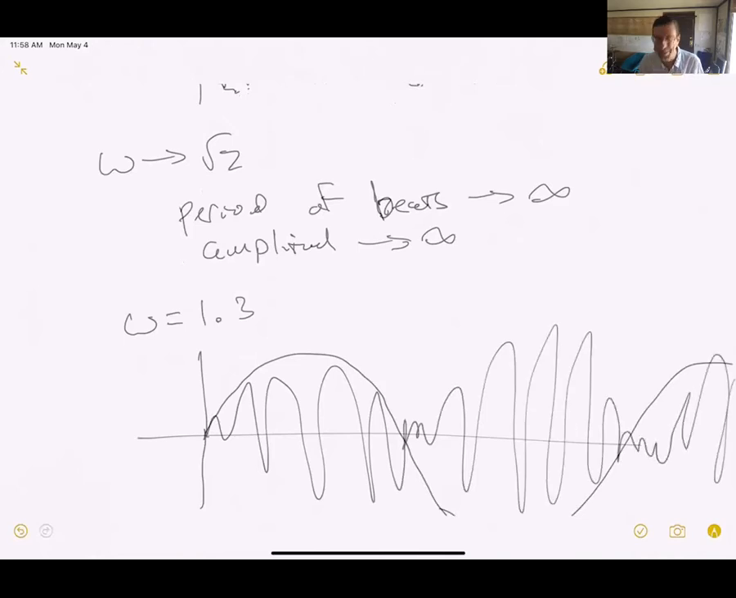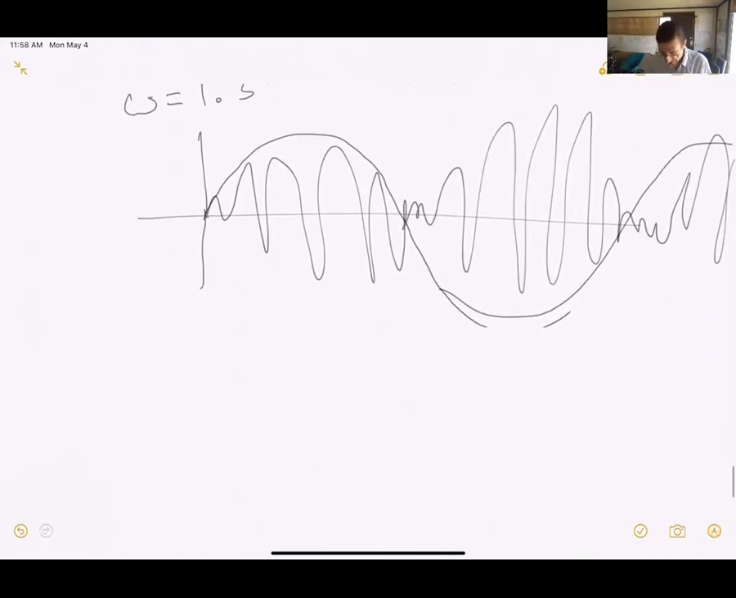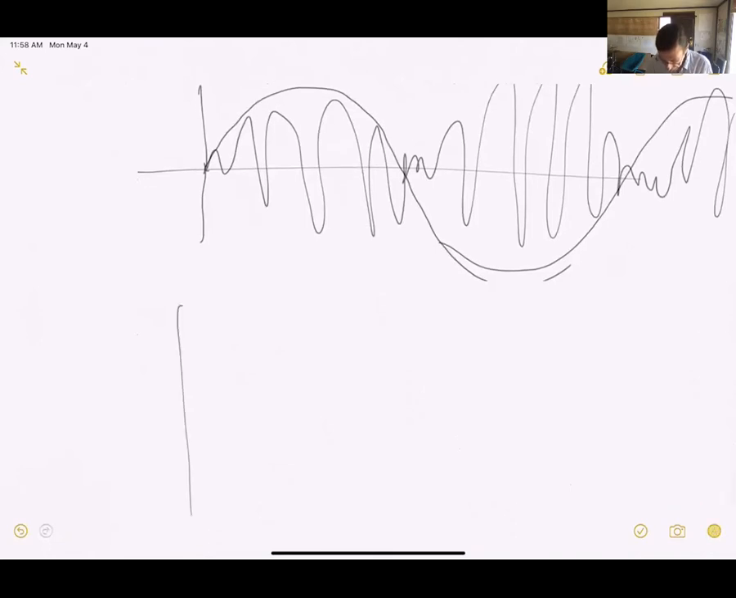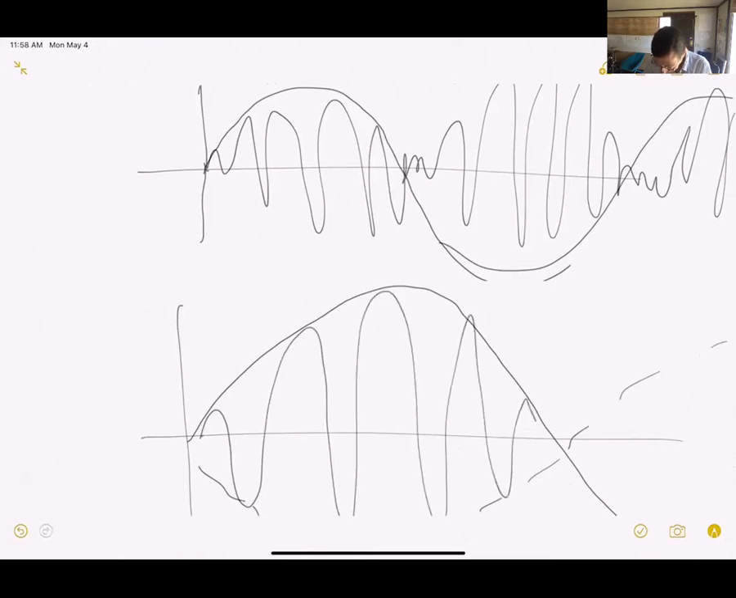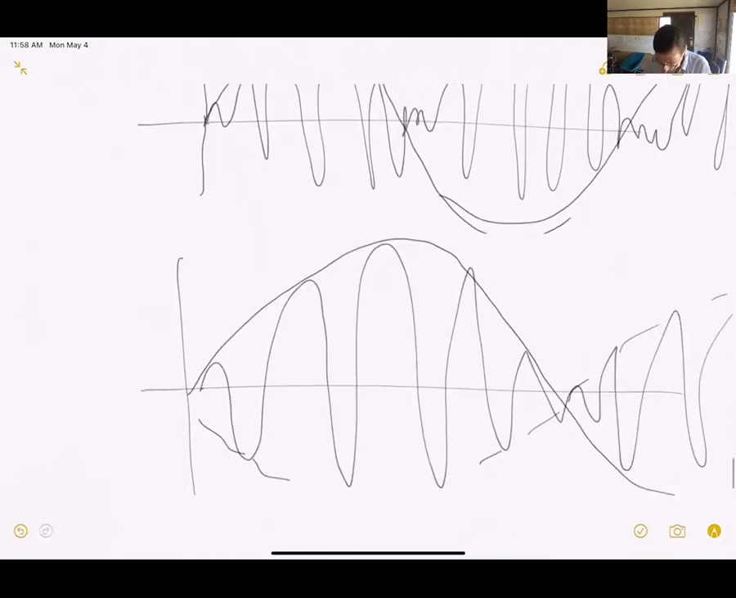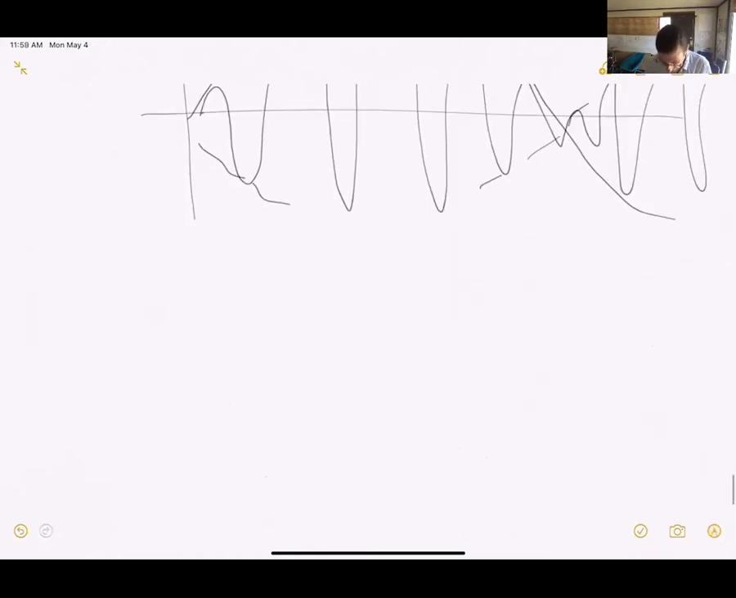Sorry, that's a terrible picture. Now I'm kind of rushing, right? And as omega gets closer and closer to square root of 2, now the amplitudes, and in the limit, really what you're seeing is this picture.